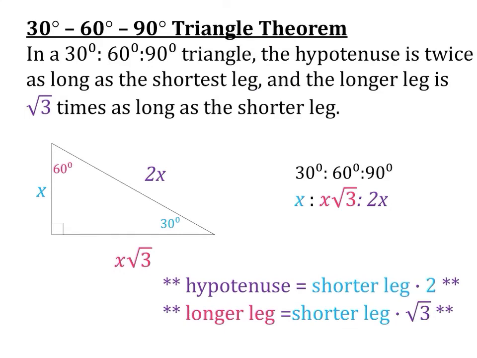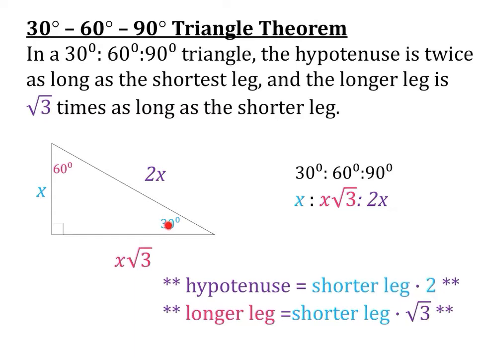All right, next we have our second special right triangle, which is the 30, 60, 90. The 30-60-90 Triangle Theorem states that in a 30, 60, 90 triangle, the hypotenuse is twice as long as the shortest leg, and the longer leg is square root of 3 times as long as the shorter leg. So let's take a look at our picture.